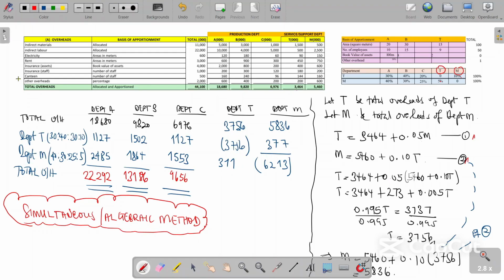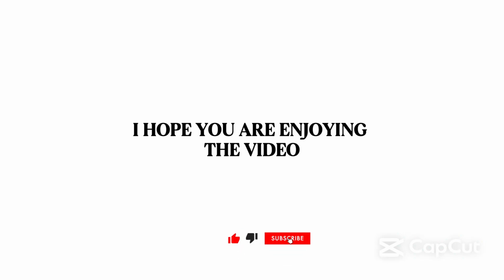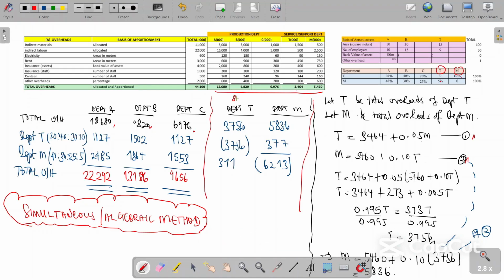Now the total overheads for all the departments are stated over here. So we will state them for department A, department B, and department C. But let's pay attention to how we are going to derive these numbers for department T and department M. These are the service departments. Now we are using the algebraic method. Our attention should be on this part.